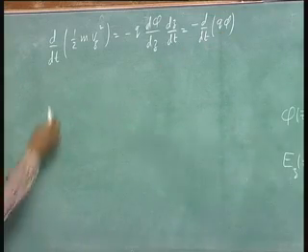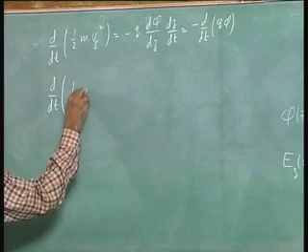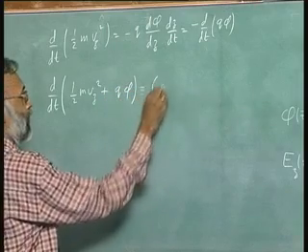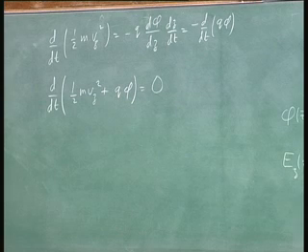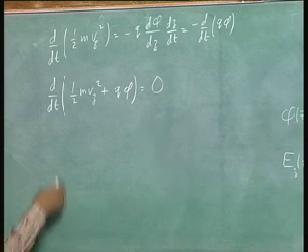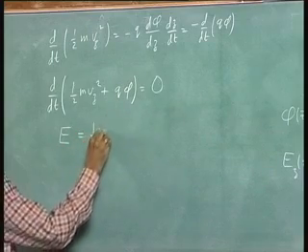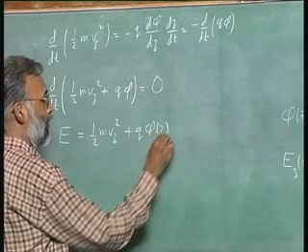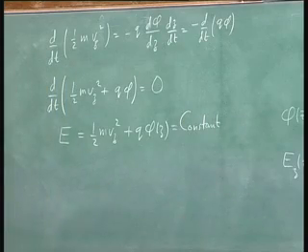So, you can combine the two together, you get d/dt of 1/2 m vz squared plus q phi equals 0. Or something which is very obvious, I can define a quantity E called m vz squared over 2 plus q phi of z equals constant. This would be my total energy.